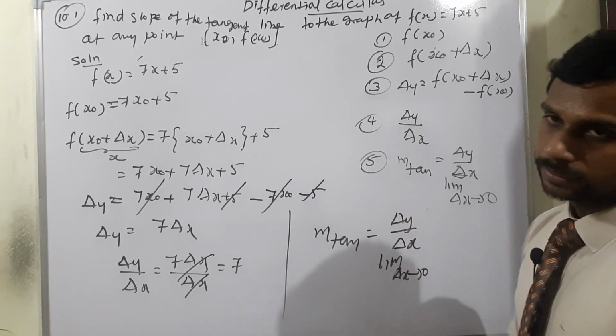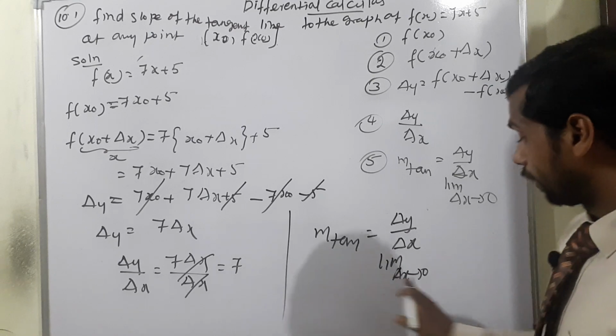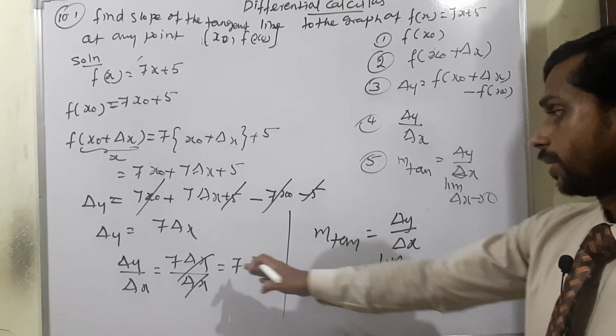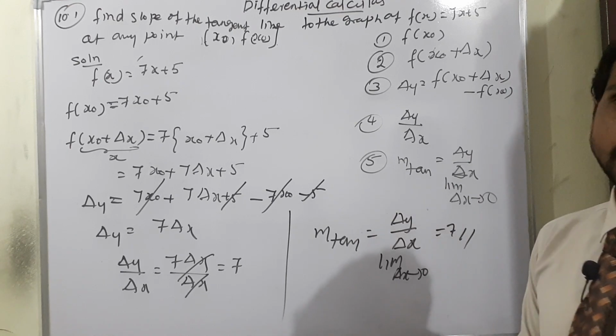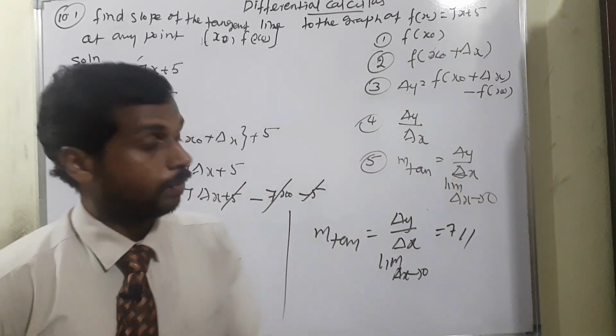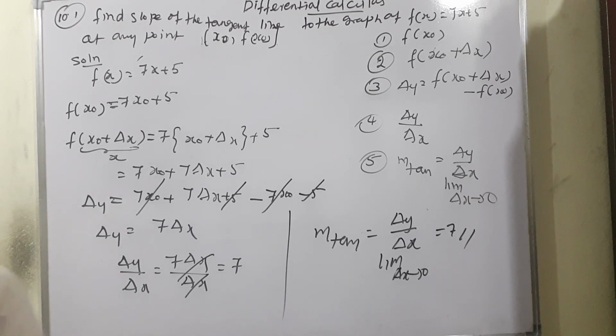But there is only a constant term. If you have any del x value, we can apply 0, but there is no such value. Therefore we can directly write that the slope of the tangent is equal to 7. Okay, then I will continue with the next example. Stay on the line.